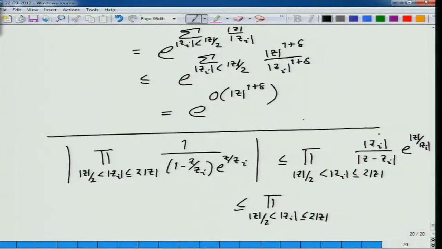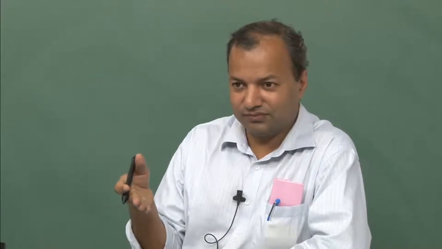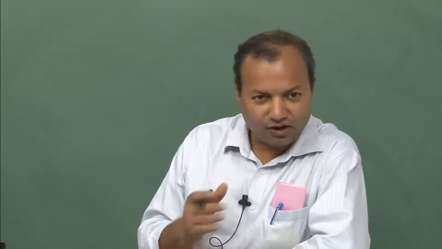And the absolute value of z_i is at most 2 times the absolute value of z. And we are left with the absolute value of z minus z_i in the denominator. Now, this is where we run into a problem, because what if z is equal to z_i? Then this of course is unbounded, and that may happen, right? z_i lies in absolute value between z by 2 and 2z. So it may happen that z equals z_i. So if I choose my z such that it equals z_i precisely, then this is unbounded and therefore I cannot bound it.